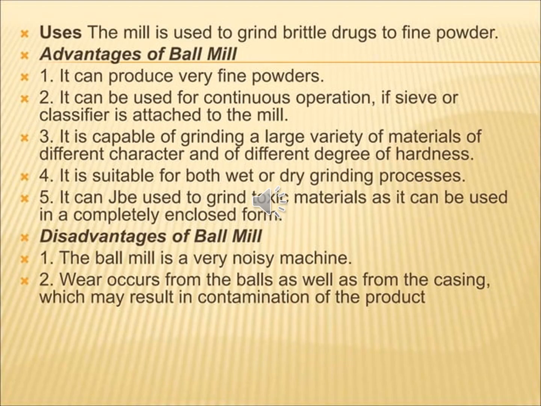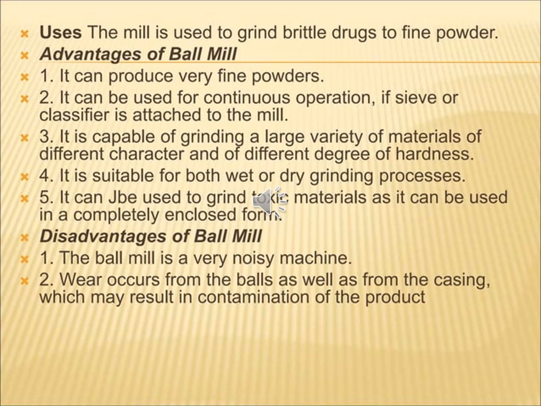Uses: the mill is used to grind bitter drugs to fine powders. Advantages of ball mill. First, it can produce very fine powders. Second, it can be used for continuous operation if a sieve or classifier is attached to the mill. Third, it is capable of grinding a large variety of materials of different characters and different degrees of hardness. Fourth, it is useful for both wet and dry grinding processes.